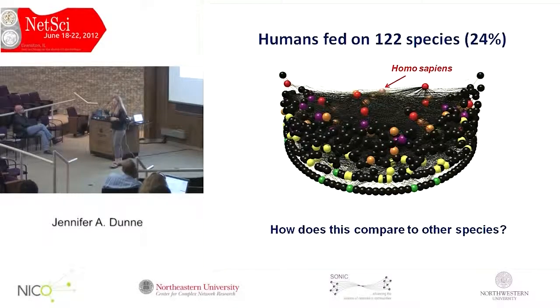So we can do just very simple things and just simple path length analysis. I mean, first of all, humans fed on 122 species in the nearshore marine system, so about a quarter of the species in the system. Okay, that's interesting, but how does it actually compare to other species?